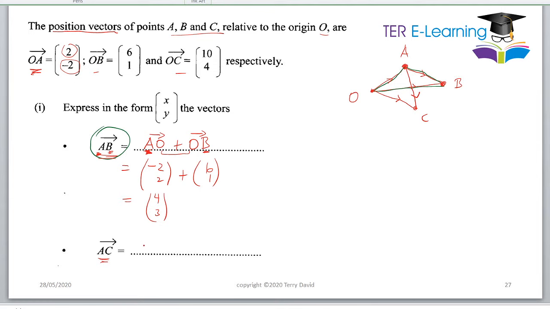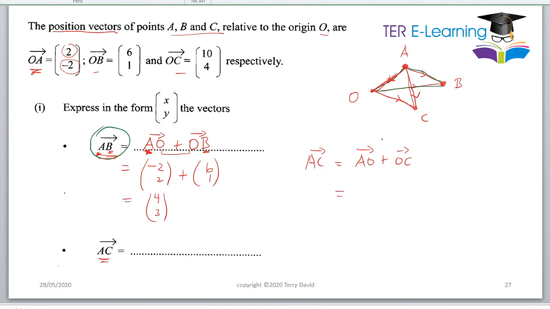So AC, let me write it across here. AC is the same as saying, look at something here. I want to go from A to C, but I can do this. I can go from A to O, I can go this way, and then from O to C. So AO plus OC. That's the vector equation we're looking for.